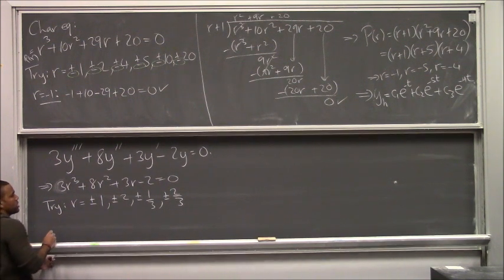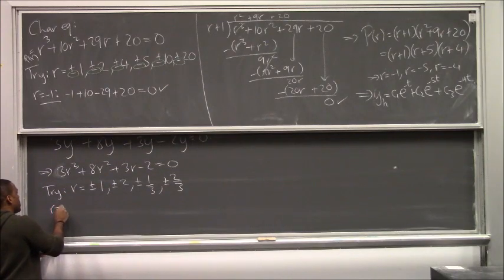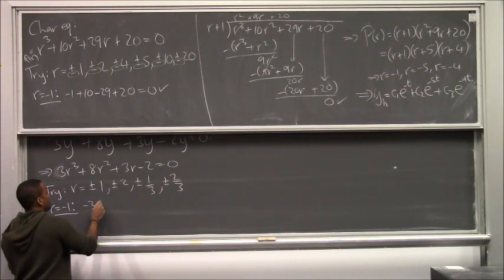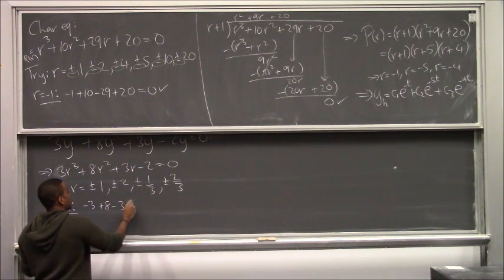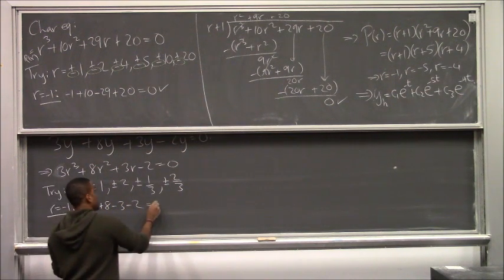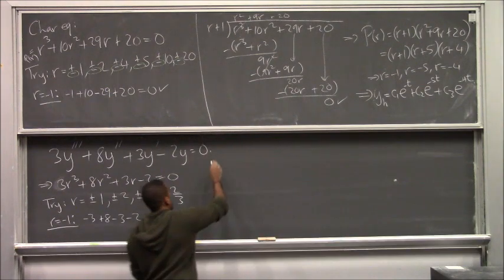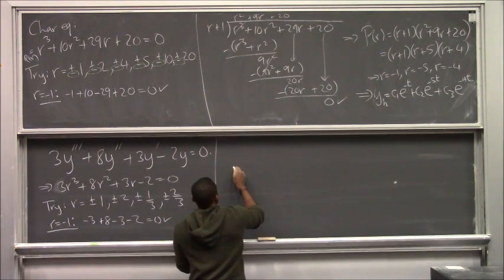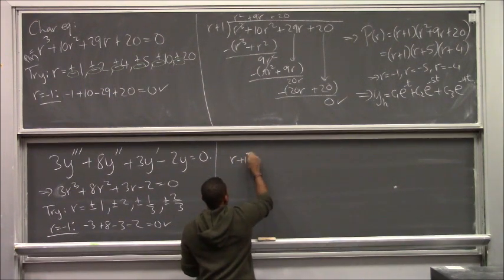Positive 1 doesn't seem like it's going to work, so I would again try negative 1. I would have minus 3 plus 8 minus 3 minus 2. That actually gives me 0. Okay, again, with r equals minus 1, this means I should be able to divide by r plus 1.